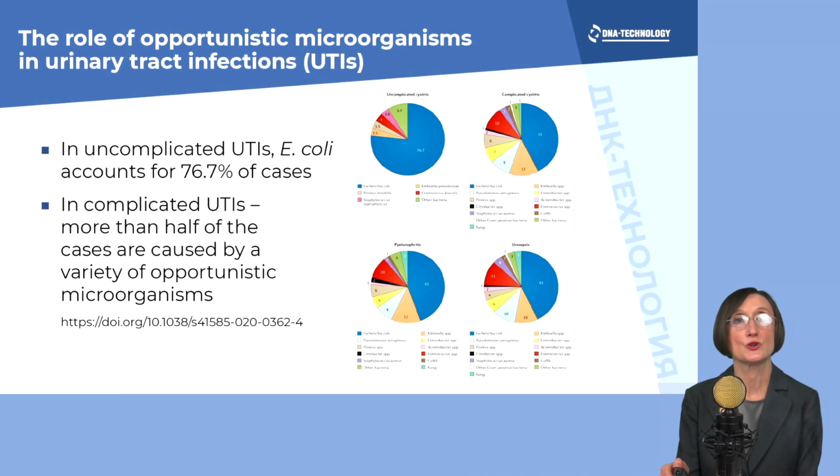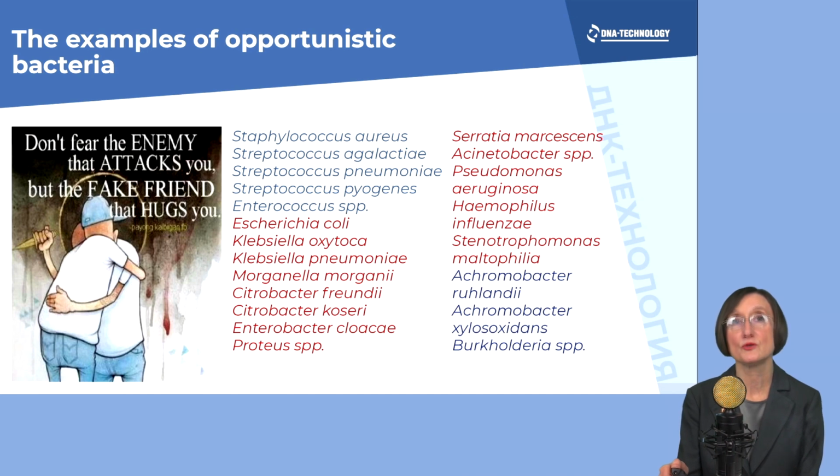This slide shows the role of opportunistic microorganisms in the development of urinary tract infections. Even in uncomplicated cases, 1/4 of all cases are caused by opportunistic gram-positive and gram-negative anaerobes other than Escherichia coli. In complicated diseases such as pyelonephritis or urosepsis, the variety of opportunistic bacteria is even wider. On this slide, you can see the most significant and most often detected opportunistic bacteria. They are represented by three classes: bacilli, beta-proteobacteria, and gamma-proteobacteria.